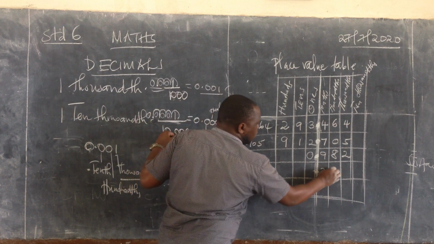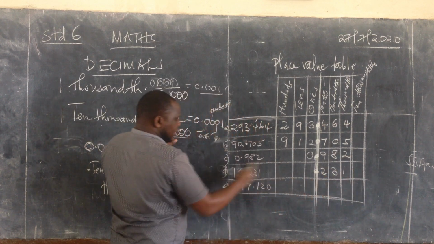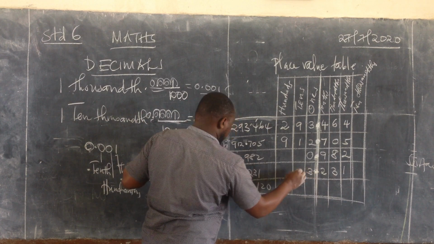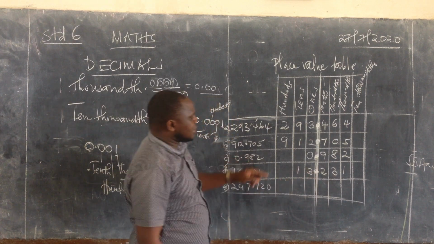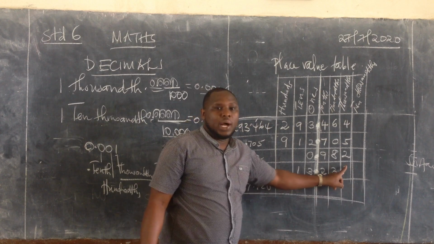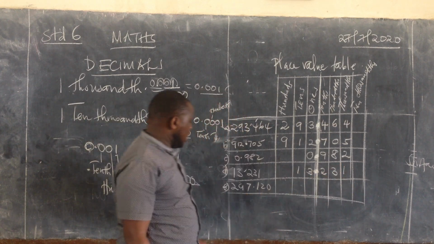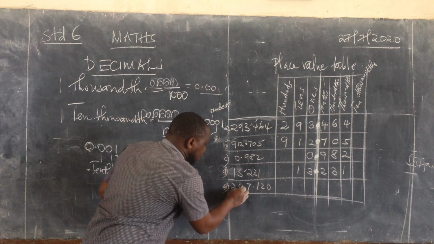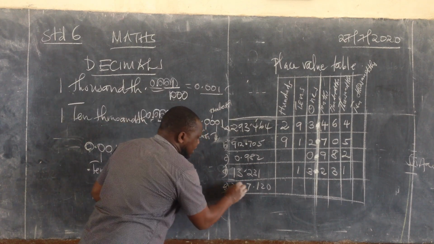0.231, 0.231. Then on this side we have 13. So this means this is 13.231, 13.231.